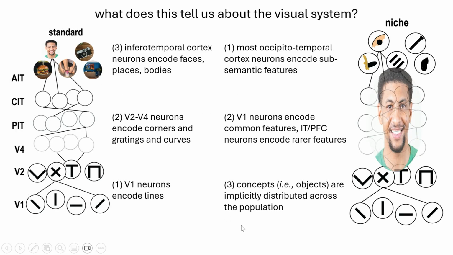Even though the standard perspective is one where V1 neurons encode lines and IT neurons encode things like faces and places explicitly, what we're suggesting is that most occipito-temporal cortex neurons really encode subsemantic features. V1 neurons are simply encoding more common features like lines, and IT and prefrontal cortex neurons are encoding features that are a little bit more complex, but still not fully representative of an object. So the idea of a concept like an object or a face really is distributed across the whole visual network, from V1 all the way to IT.